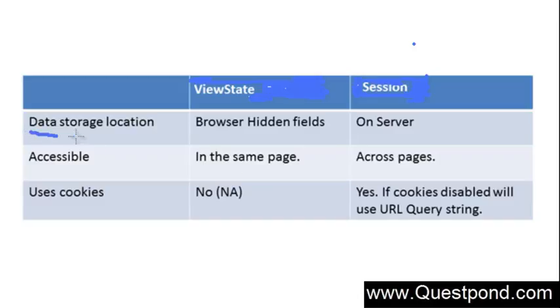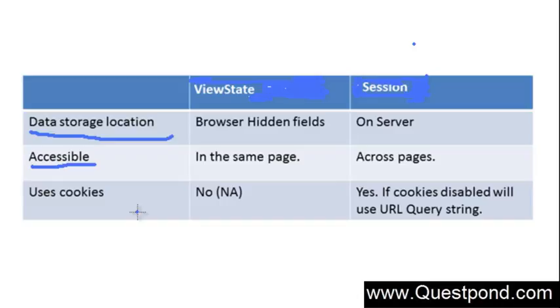The first comparison you can do is from the data storage point of view. In ViewState, the data is stored in the hidden fields in the browser inside the page, while in session variables the data is stored on the server. This is the first difference. The second is accessibility. Because ViewState stores the data in hidden fields inside the same page, we can only access the data inside the same page.